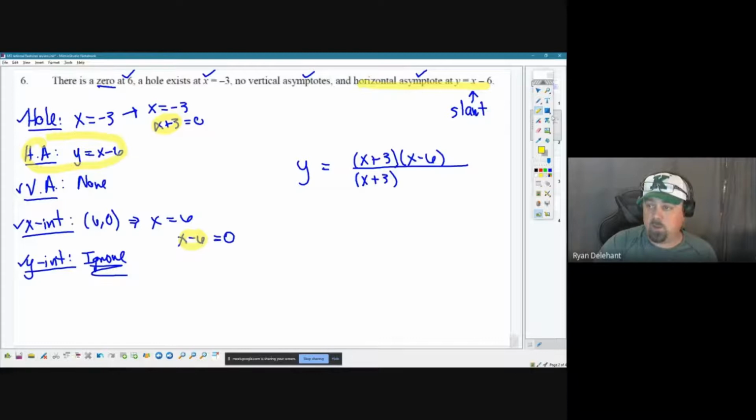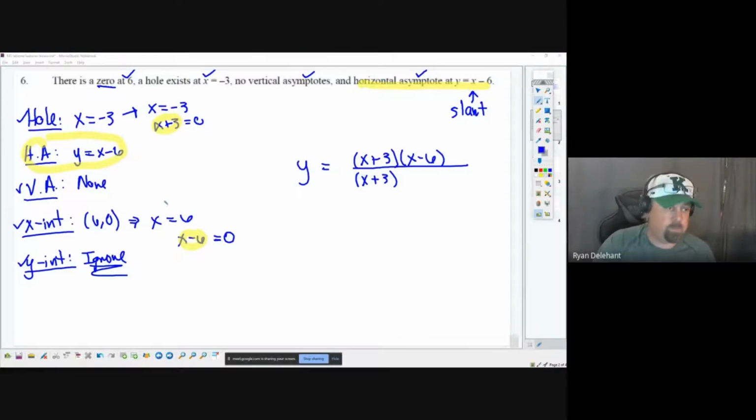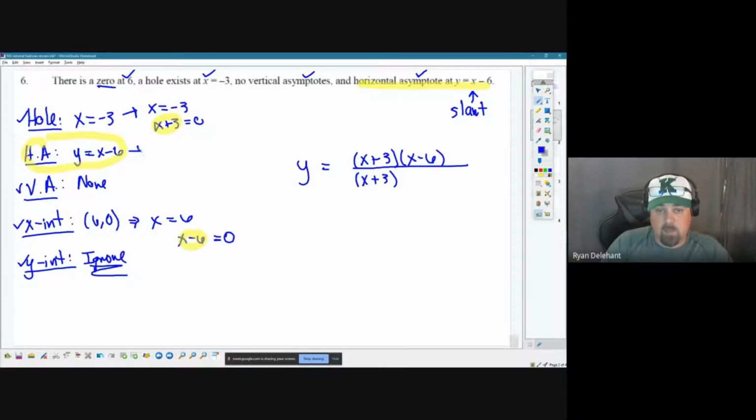Now, I never had you find the slant asymptote yet, or the polynomial one, because we don't know the math to do it quite yet. But if we're given one that we know is an equation and not just a number, so this is slant, that means something though. It means something about the degrees of the numerator and the denominator.